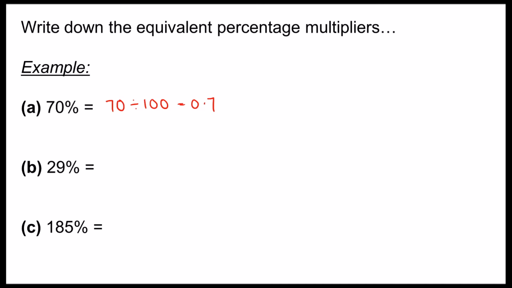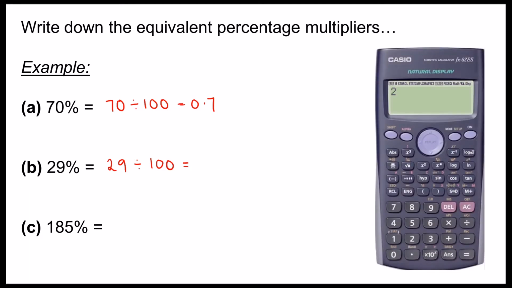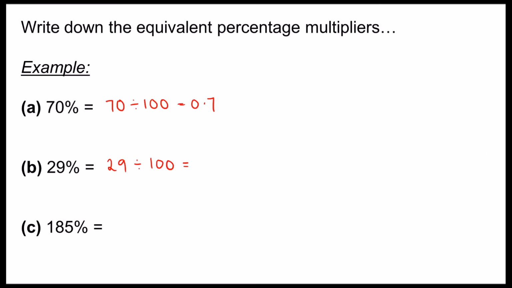For my second example, I'm asked to write 29% as a multiplier. So again, I want to do 29 divided by 100 to convert it to a decimal. Using my calculator, I can do 29 divided by 100, convert my answer to a decimal, and that gives me 0.29. So, as a percentage multiplier, 29% is 0.29.